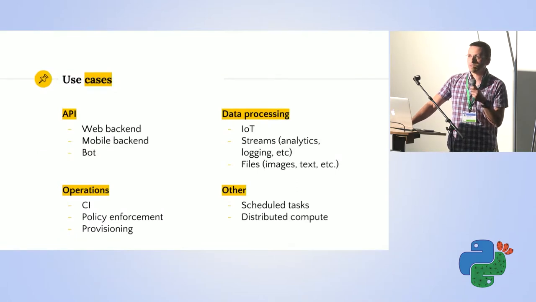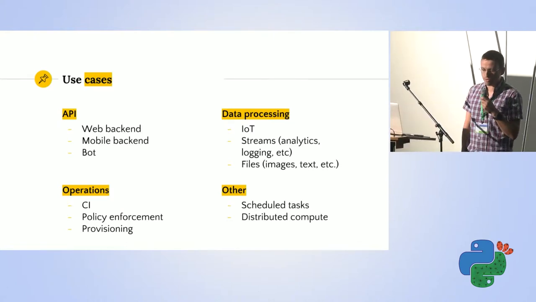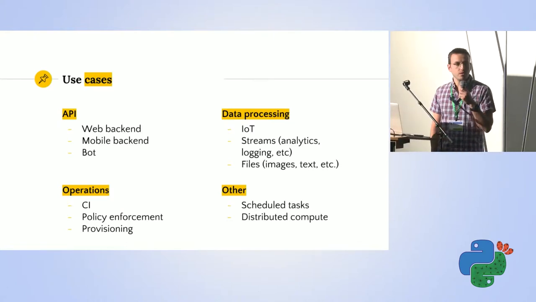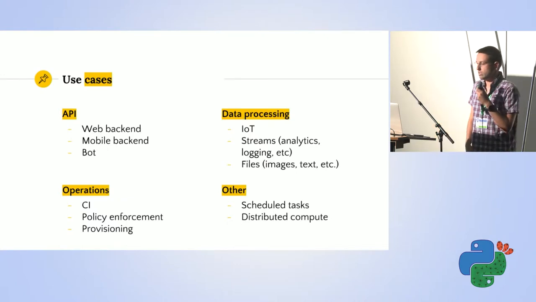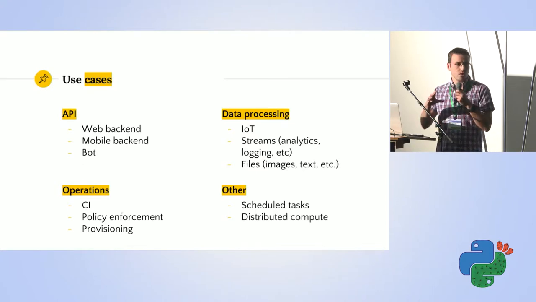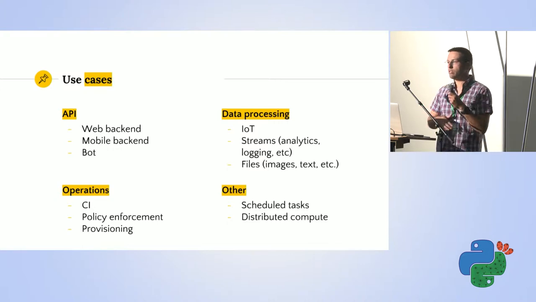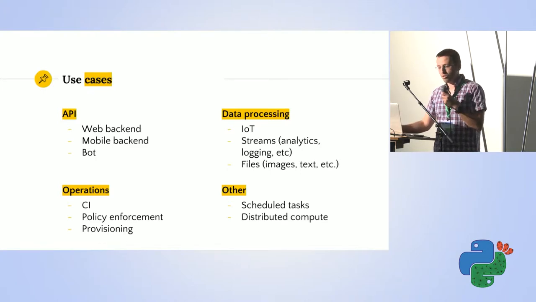And the use cases are endless. It started back in 2014 when AWS released Lambda. It was the first function as a service provider. It was only for file processing. So they had only the event of when you upload a file to S3, you can trigger a function. But since then, they've integrated, and the other providers integrated, many functionalities and the use cases, as I said, are endless.